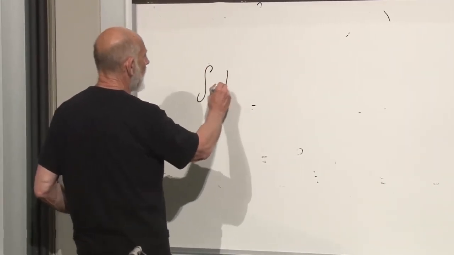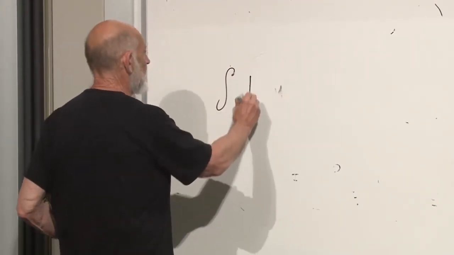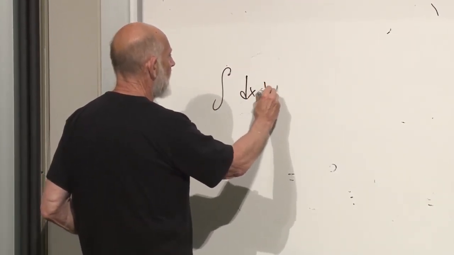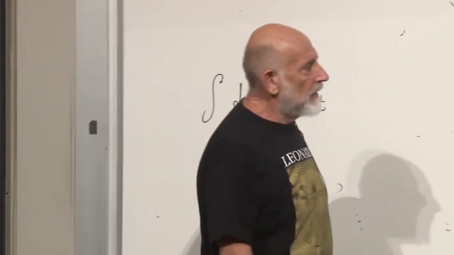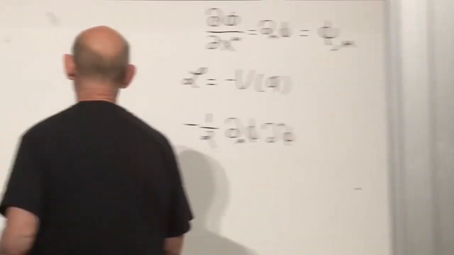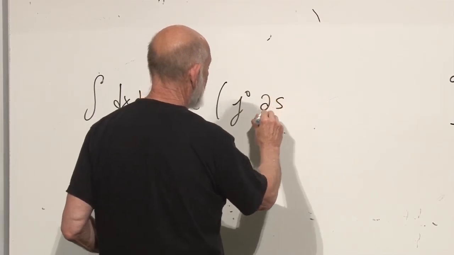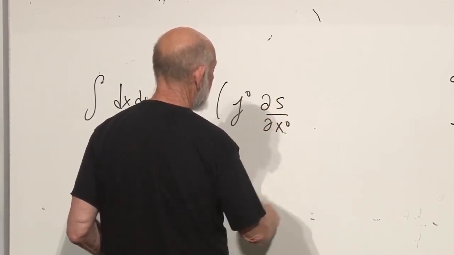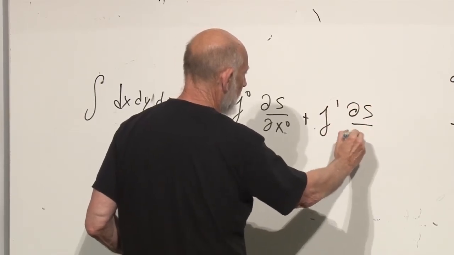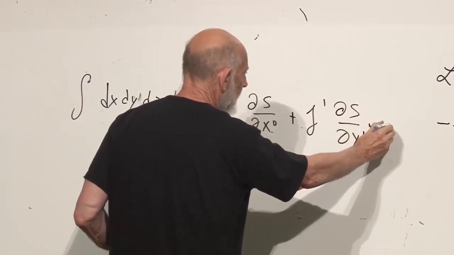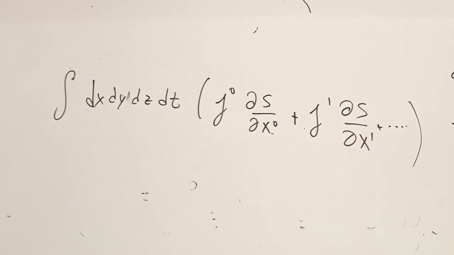The integral d4x, what does that mean? It means integral dx, dy, dz, dt. Let's write it down. dx, dy, dz, dt. All right. Now, we have times j0 dS by dx0 plus j1 dS by dx1, right? Plus dot, dot, dot, dot. And this is integrated over all space.